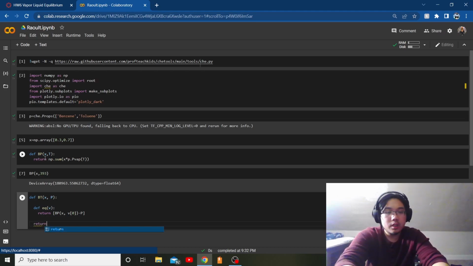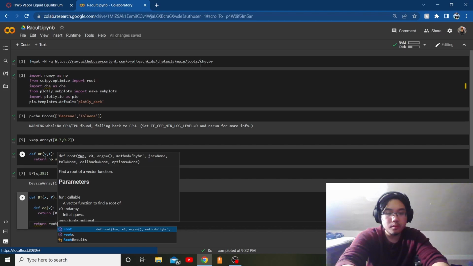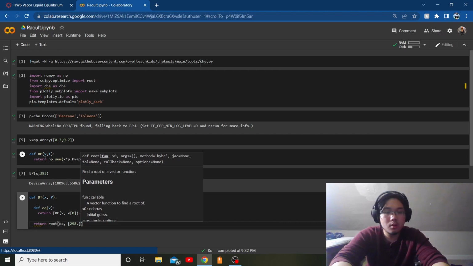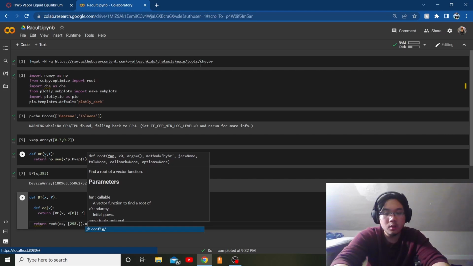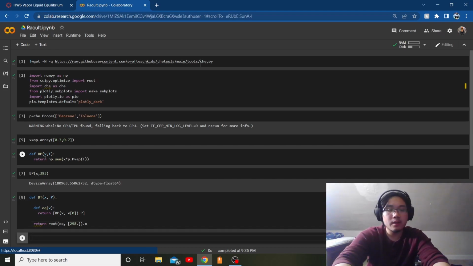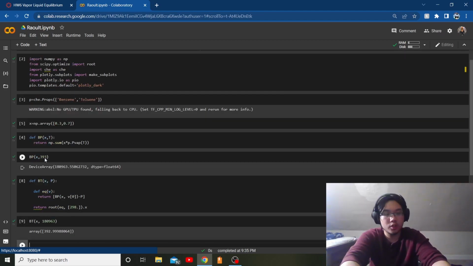And so now we can use our root function and put in the equation we just made and put in some guesses, which I will keep as just standard state. Root obviously outputs a bunch of stuff. We only want the x portion of it. Here, I'll just show it to you. So bubble temperature, x, and we'll use the pressure that we got from bubble pressure to make sure that we did this correctly. And we should get the same temperature value, which we do.